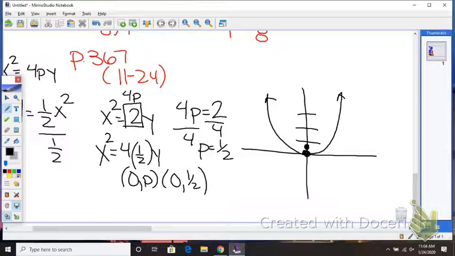Do we have to draw the dotted line? No. But some of them give you the dotted line, and then you work the opposite of that to find your focus, and then you can write the equation. Okay?